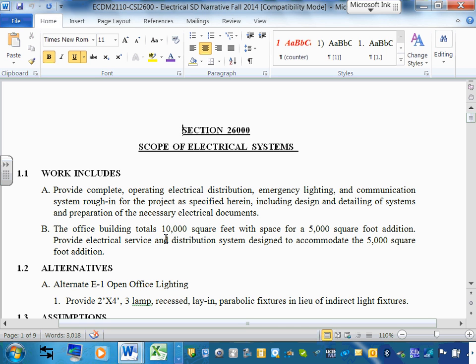But for the most part, guys, you have a 10,000 square foot building with an addition of 5,000 square foot, and you are to design a complete power, lighting, and low voltage system for this building. That's how you start. Square foot of the building is so important, and the type of the building is so important. Is it an office building, or is it a manufacturing building? Is it an airport? Is it a hospital? Your design, your template will be completely different.